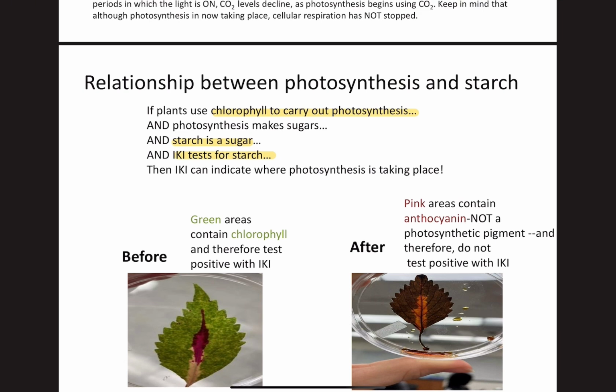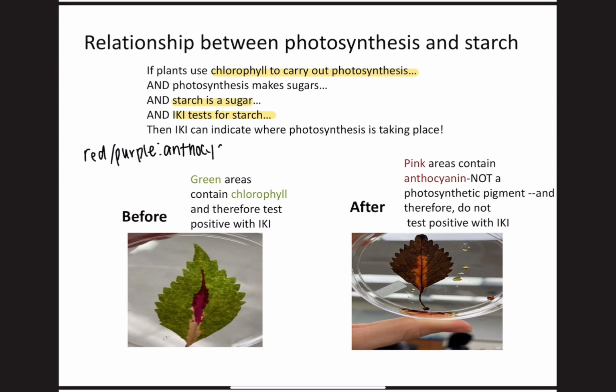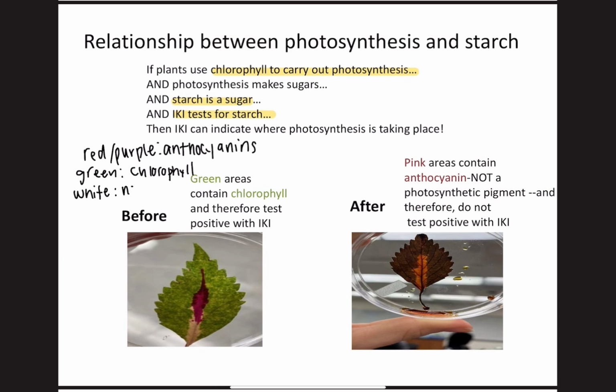So we first started with a coleus leaf. And this coleus leaf has different pigments. The green areas have chlorophyll. The red or purple areas have anthocyanins. Green is chlorophyll. And wherever we have this white or off-white color, what we have is no pigment.